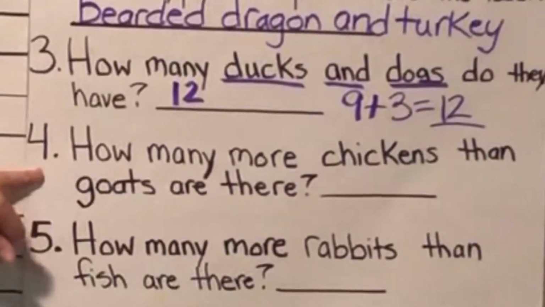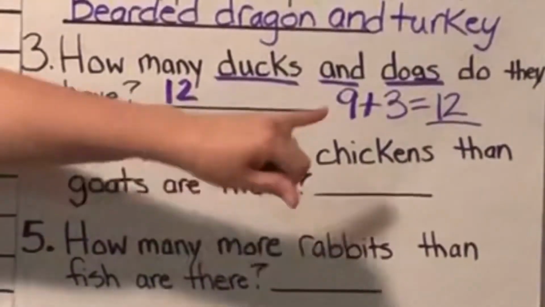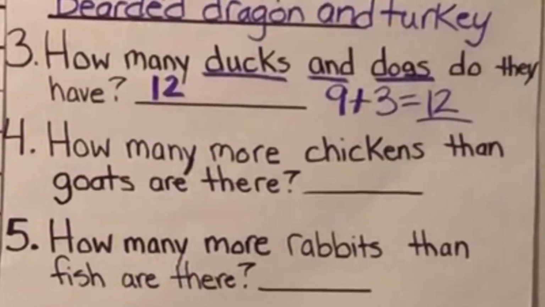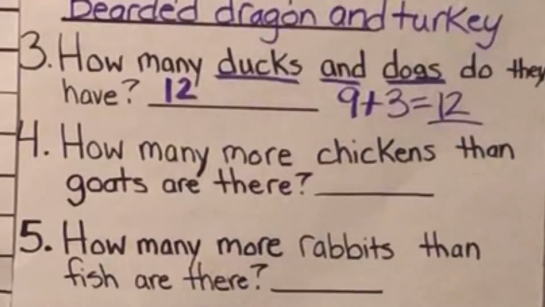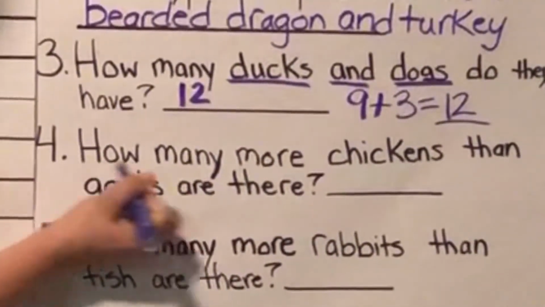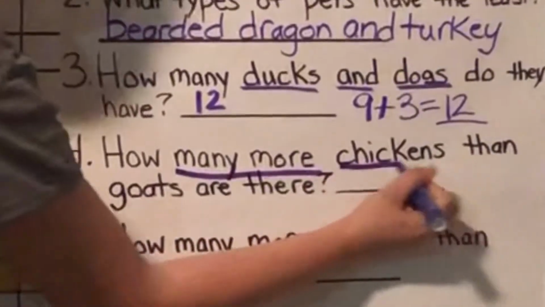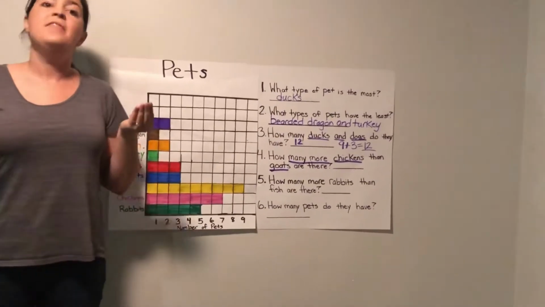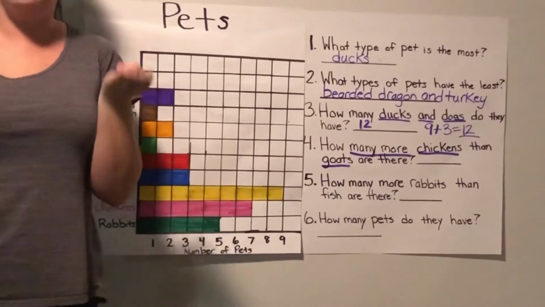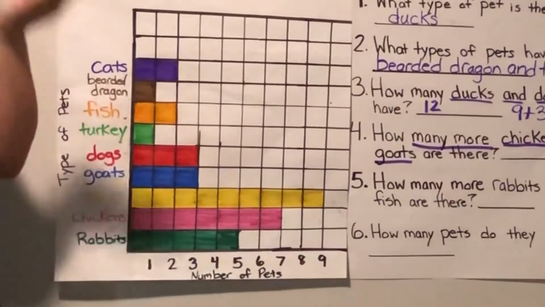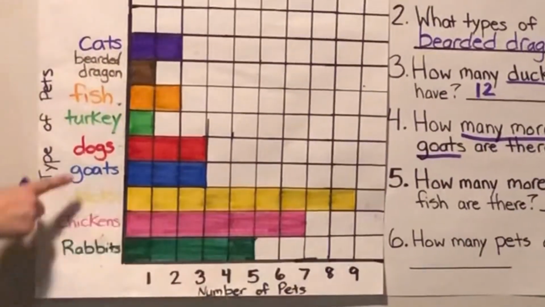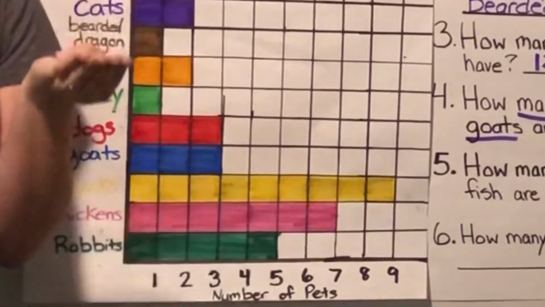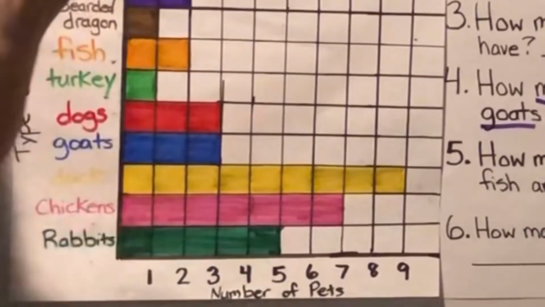Question 4 says, how many more chickens than goats are there? Now this type of question can be really tricky. So I want you to think about what it's asking. Let's underline. How many more chickens than goats? How many more? When they're asking how many more, they're asking us to compare 2 or more things. So they want us to compare chickens and goats. And to compare, we find the difference. The difference is the answer to a subtraction problem.